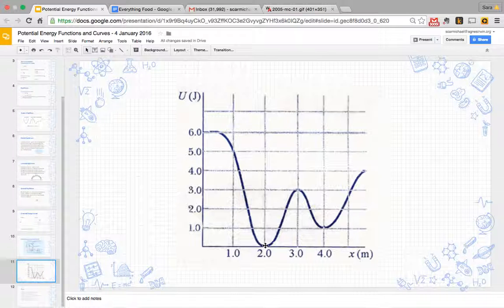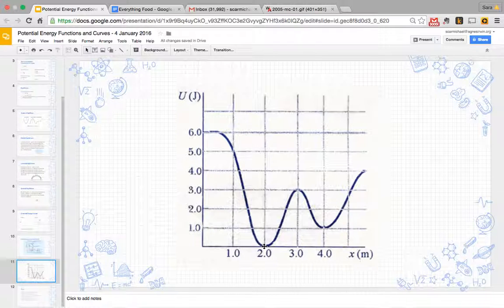If an object is at x equals 2, and we give the object 1 joule of kinetic energy, well, it has 0 potential, so it'll have 1 joule of total energy, which means that it could go up to this position. And so if we gave it 1 joule of kinetic energy, it could oscillate back and forth between, I don't know, what does that look like to you? x equals 1.7 and x equals 2.4 or something. But it would oscillate back and forth between those two positions.